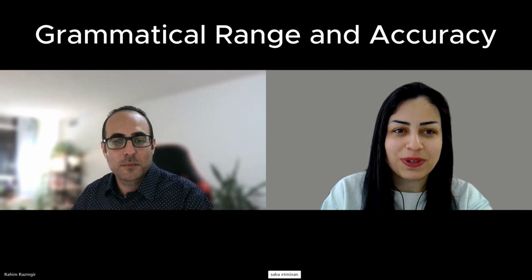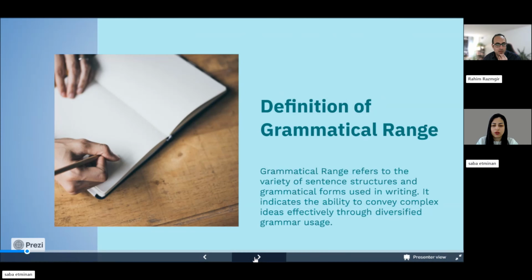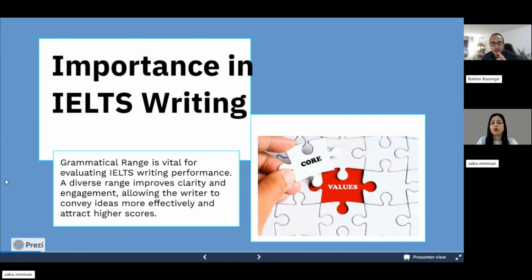Okay, let's start with the definition. What do we mean by grammatical range? Grammatical range means the variety of the sentence structures and the grammatical forms that we can use in our essay. It shows the ability to convey some complex ideas effectively through diversified grammar usage. And we're going to see what the importance of that is.